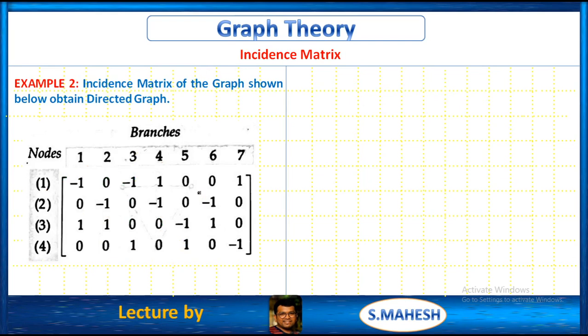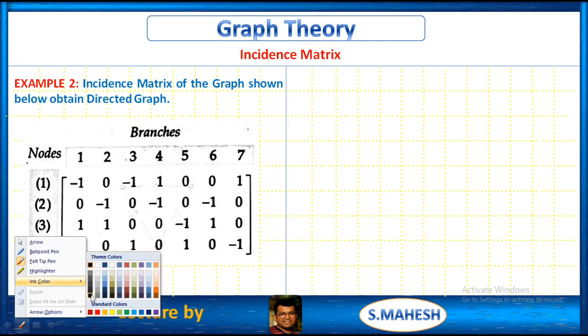Next, incidence. From this, he provided the incidence matrix. From this matrix, we are going to get the graph. See, this is branch, right? 1, 2, 3, 4, 5, 6, 7. Column entries are branches. How many nodes are we having? 4 nodes. 1, 2, 3, 4. 4 nodes are row entries.